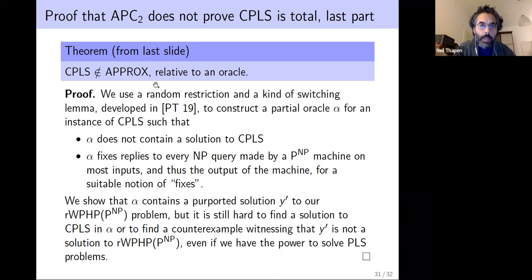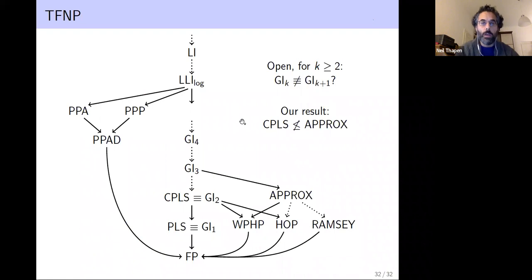So I can go back to the slide showing this picture now of some subclasses of TFNP that we can get from these bounded arithmetic theories. Okay, that's it.